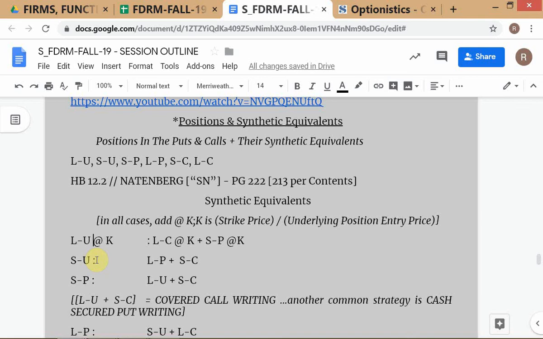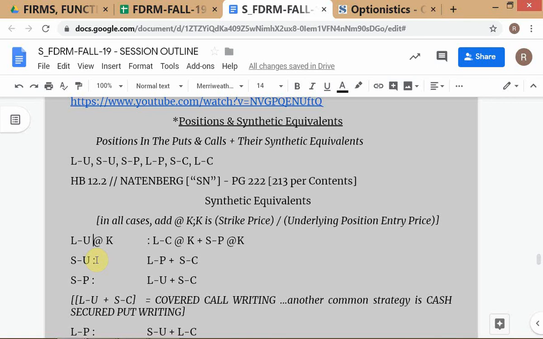How exactly it will work in real life, we'll see later. But conceptually, what are we doing with synthetic equivalents? We are creating the same payoff. Remember, payoff is not adjusting for the cost of entering into the position. That's why we have the separate concept of profit. Profit adjusts the payoff for the cost of entering into the position. In the case of options, payoff adjusted by premium gives you the profit or loss.